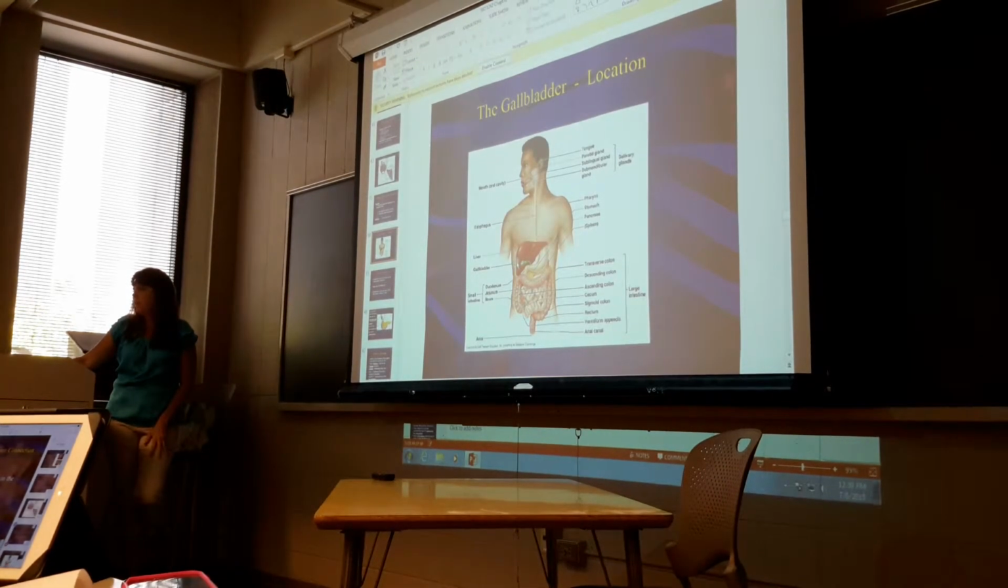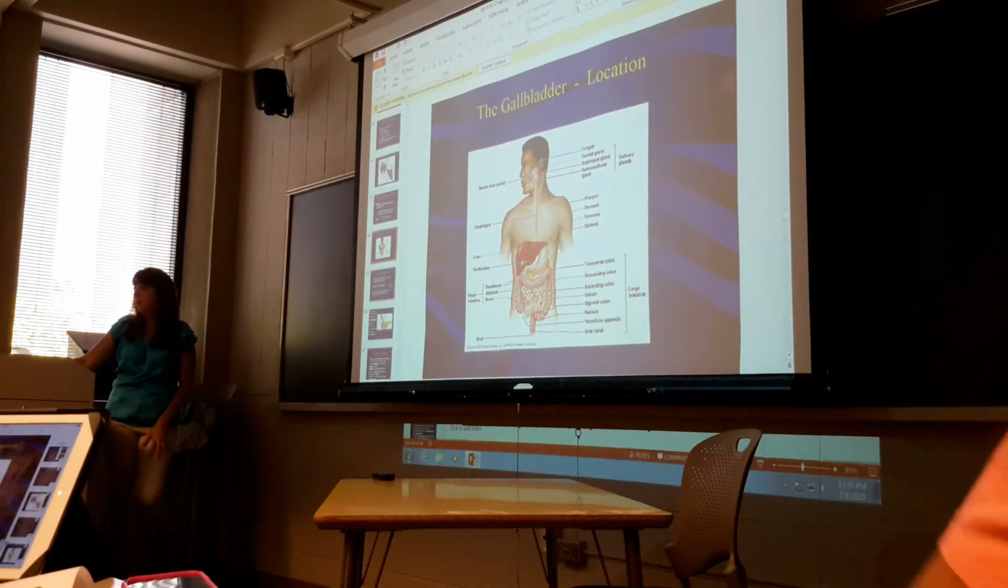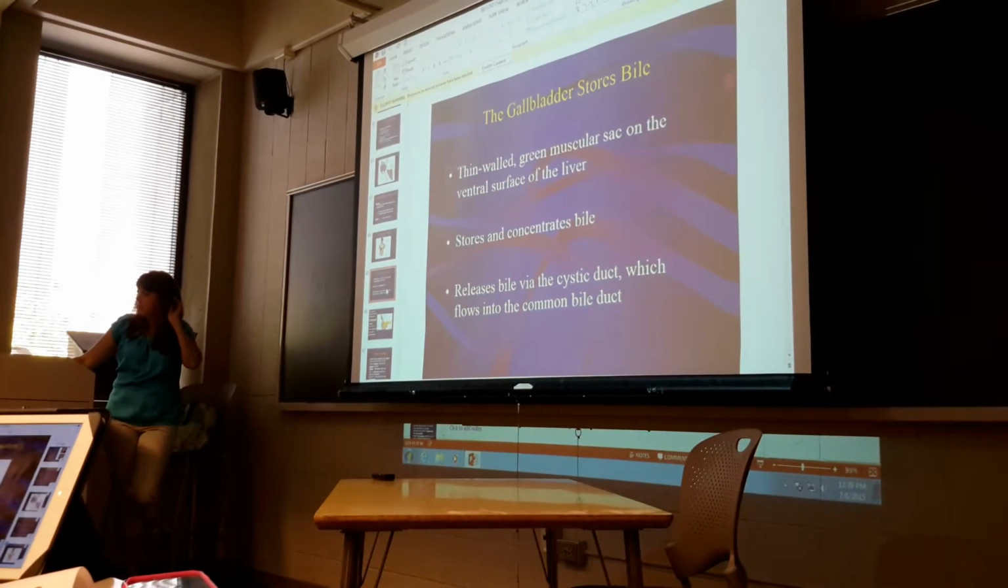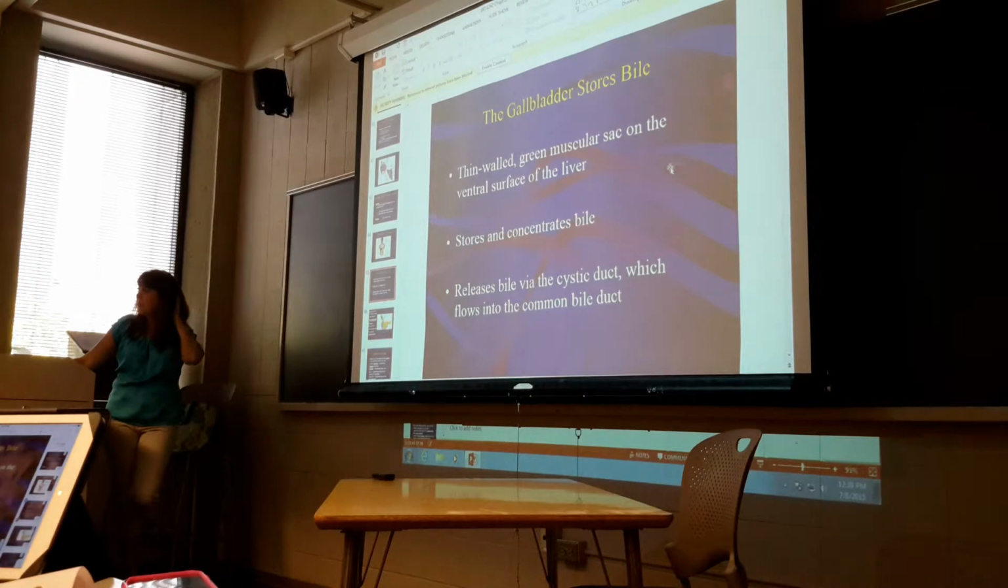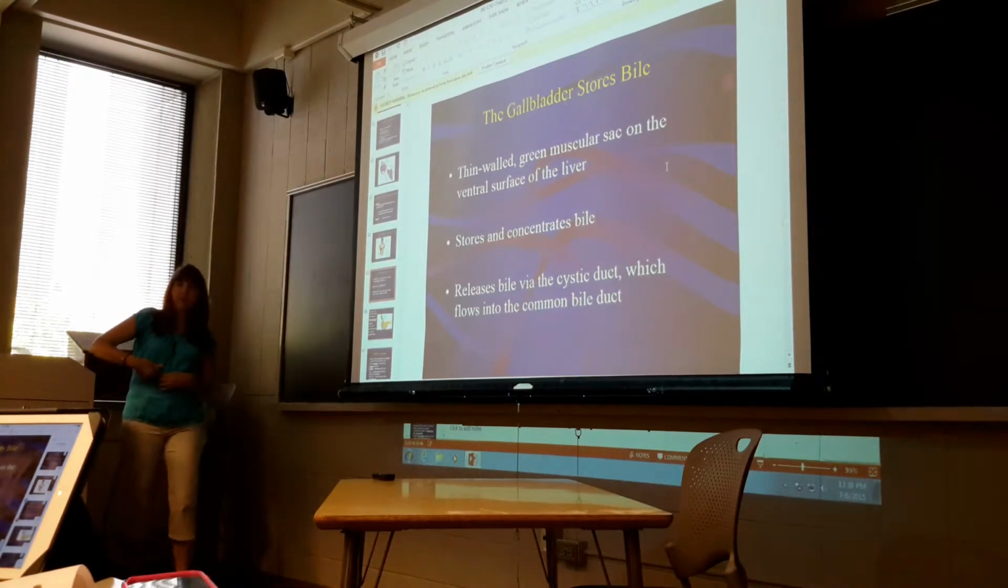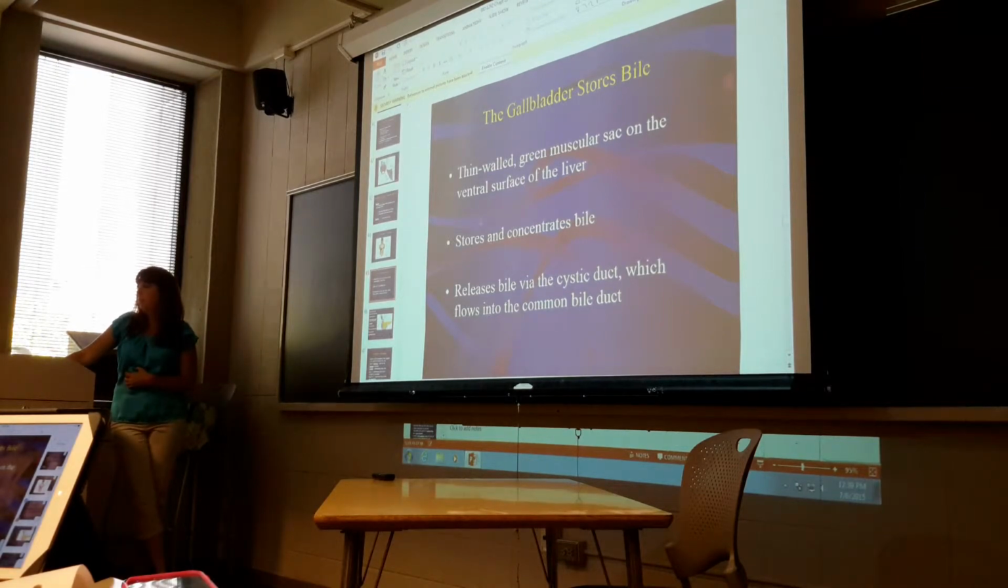And they're going to come down, so it's coming from the gallbladder, it's coming from the pancreas. They're dumping right into that corner of the duodenum. So the gallbladder is a thin-walled green muscular sac on the ventral surface, the front surface, of the liver. It's going to store bile, and it's going to release bile when the time is right. It's going to release through the cystic duct, and it's going to flow down a common duct, and then it's going to go down into that ampulla.